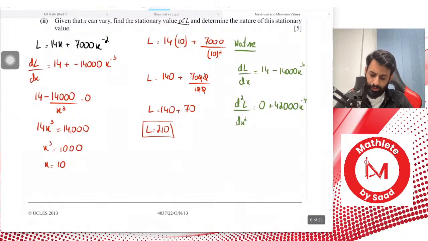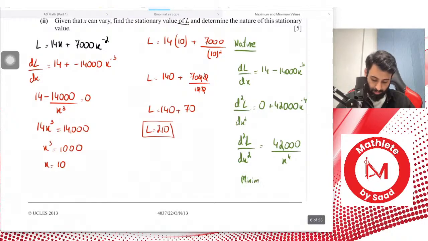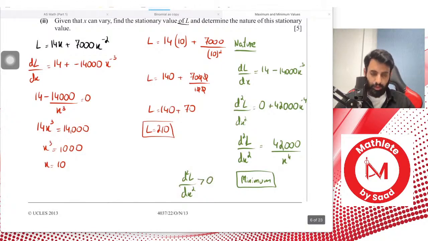So there's actually no need to plug in the value of x in this. You can sort of tell by looking at it whether it's going to be positive or negative. 42,000 is positive. X to the power 4 can only be positive because the power is even. So that means this is a minimum, because d squared L upon dx squared is greater than 0. Therefore, minimum.